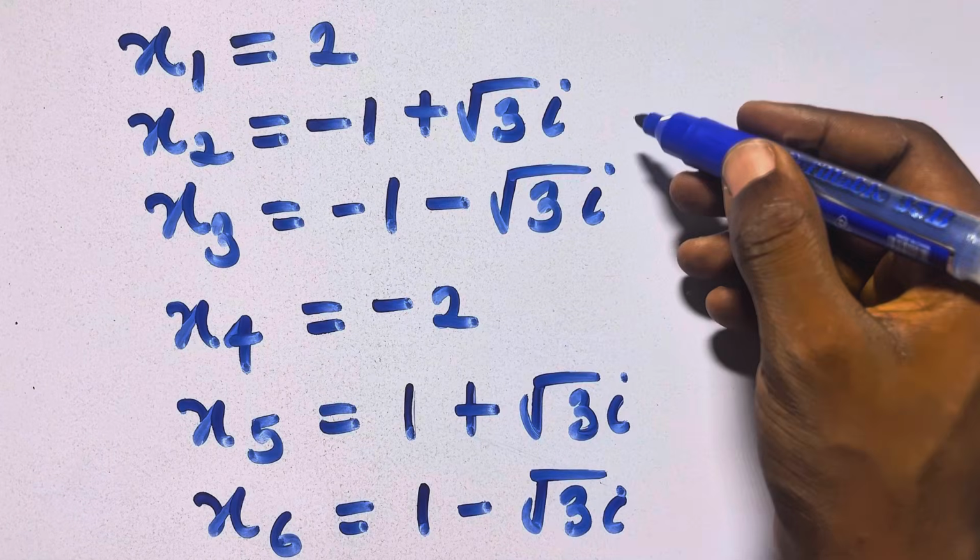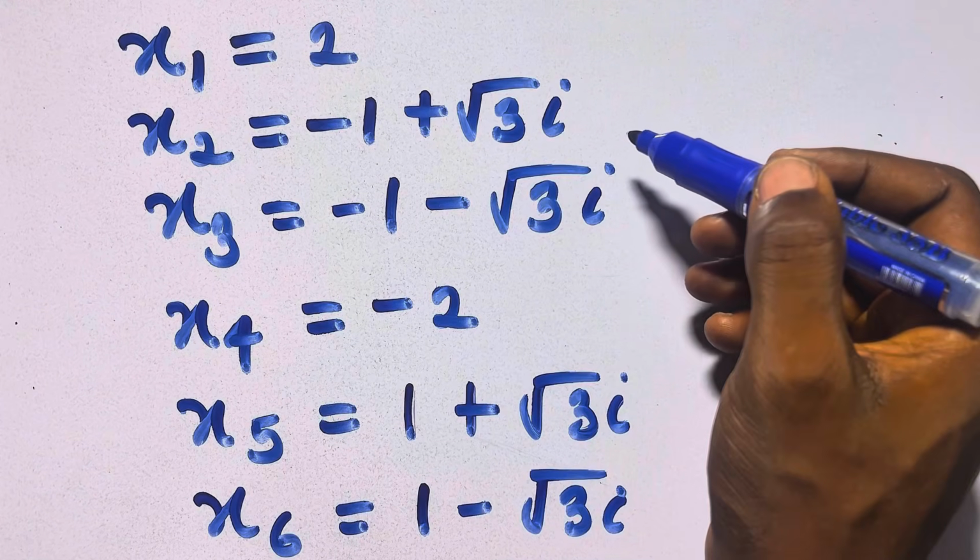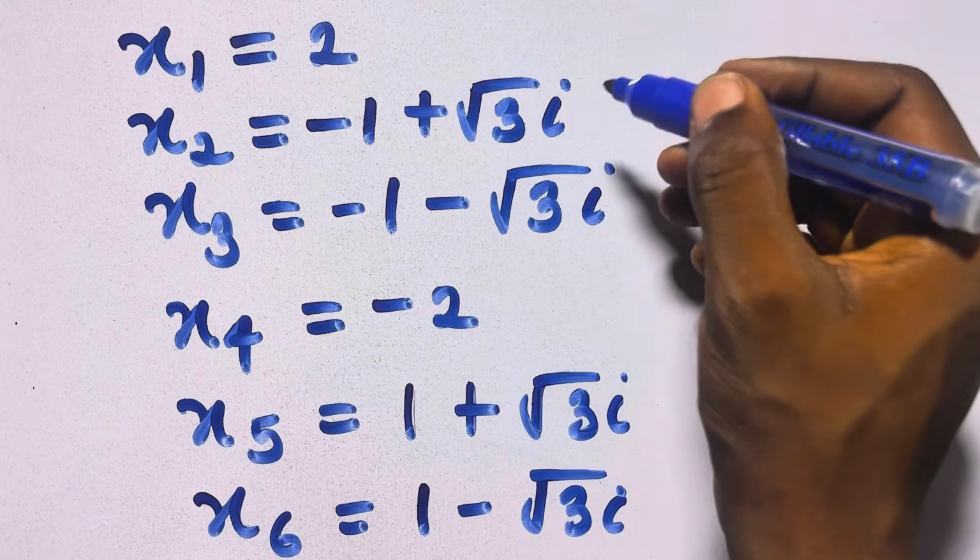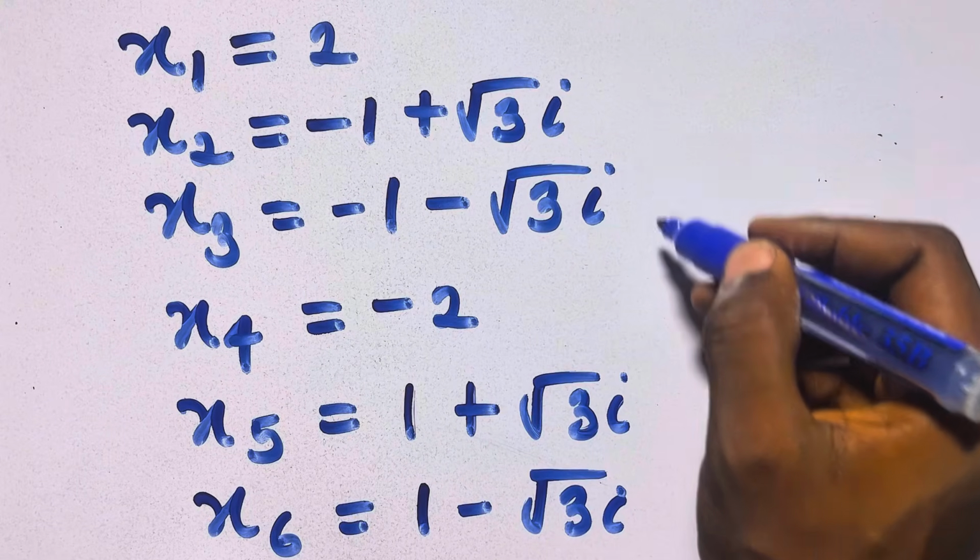So from here, you will see that we have how many real solutions? We have 2 real solutions and we have 4 complex solutions.